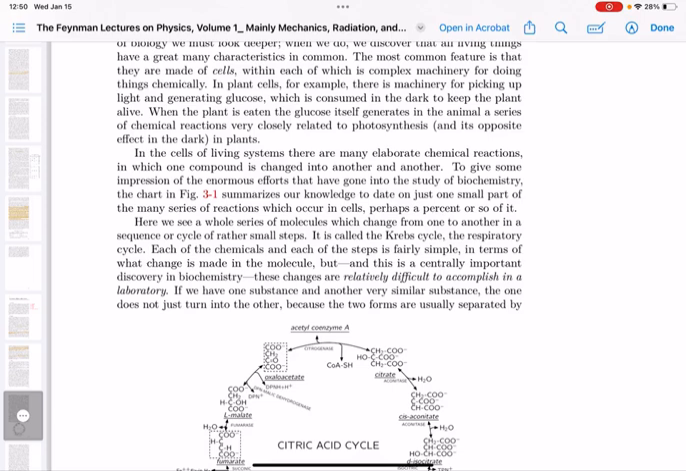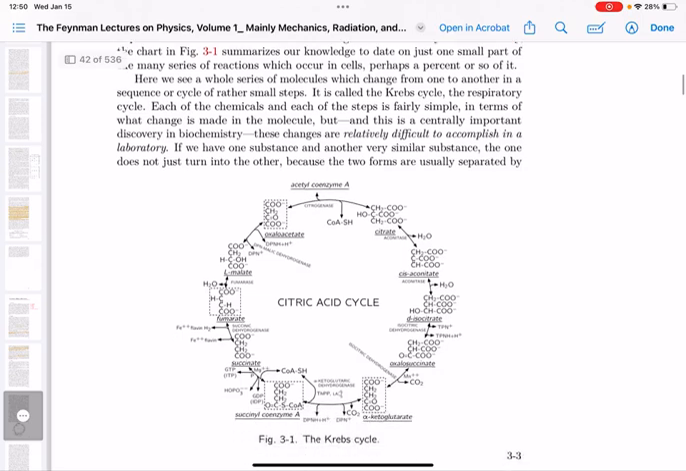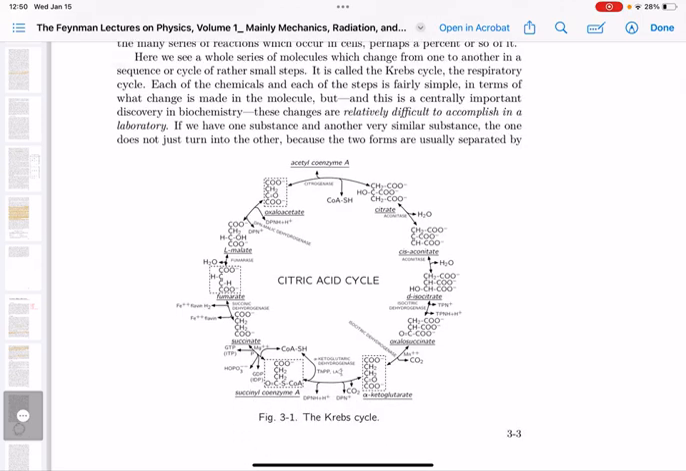And its opposite effect in the dark in plants. In the cells of living systems, there are many elaborate chemical reactions in which one compound is changed into another and another. To give some impression of the enormous efforts that have gone into the study of biochemistry, the chart in figure 3.2.1 summarizes our knowledge to date on just one small part of the many series of reactions which occur in cells, perhaps a percent or so of it. Here we see a whole series of molecules which change from one to another in a sequence or cycle of rather small steps. It is called the Krebs cycle.